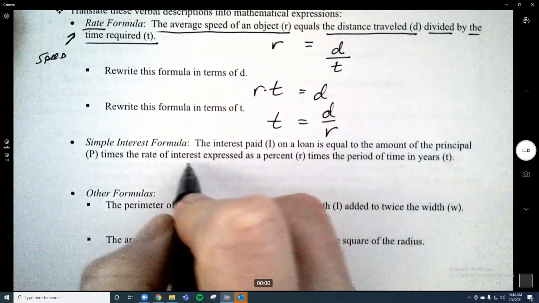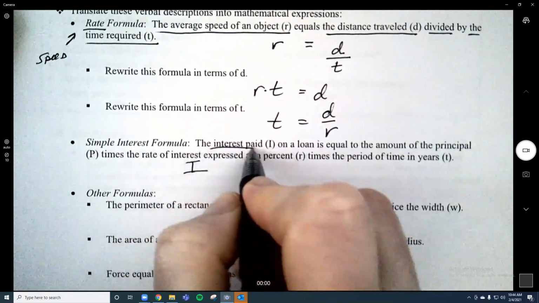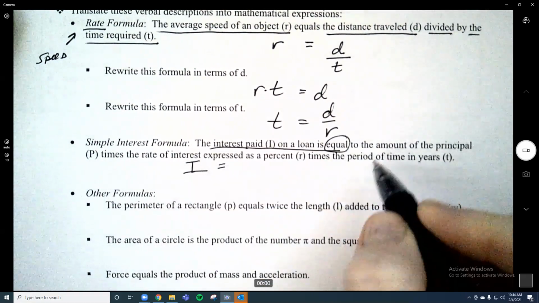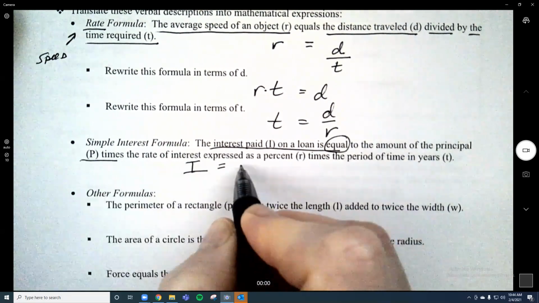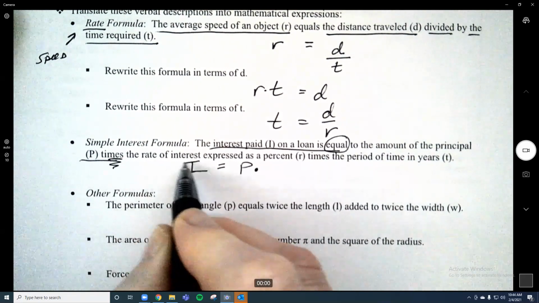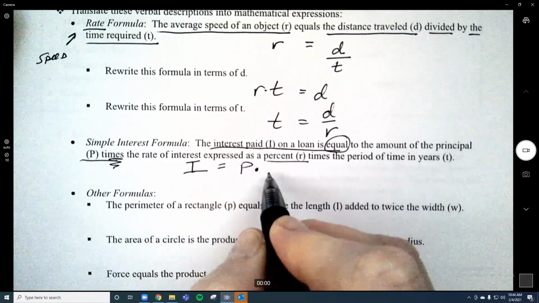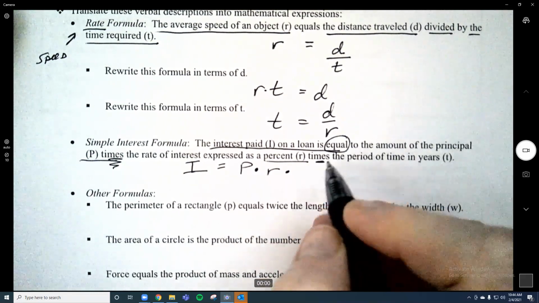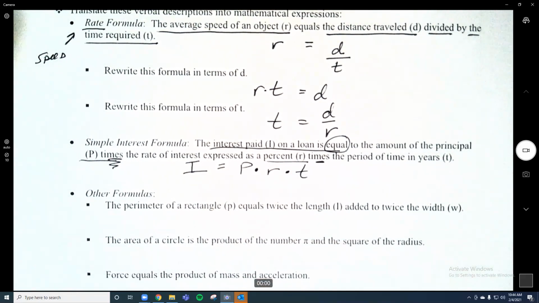Since the simple interest I is equal to the amount of the principal P times the rate of the interest expressed as a percent times the period of time in years. So I equals PRT is a formula for simple interest. We will use that formula on the next page in an example. There are also other formulas.